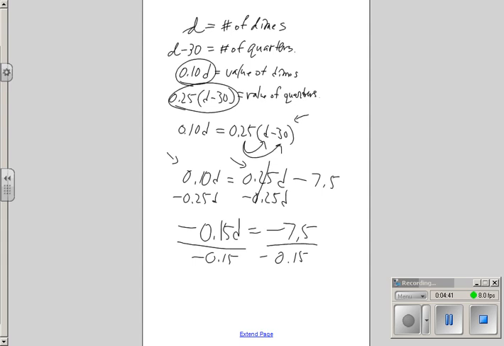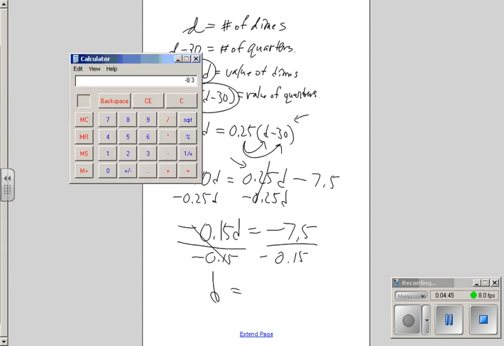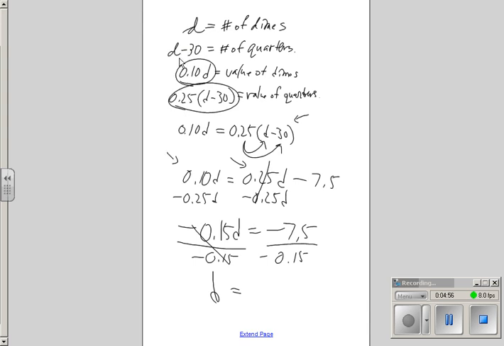And I end up with D equals 7.5. Remember, I don't need my negatives because I know a negative divided by a negative is a positive. Divided by 0.15 equals 50. So now here's where it pays off.